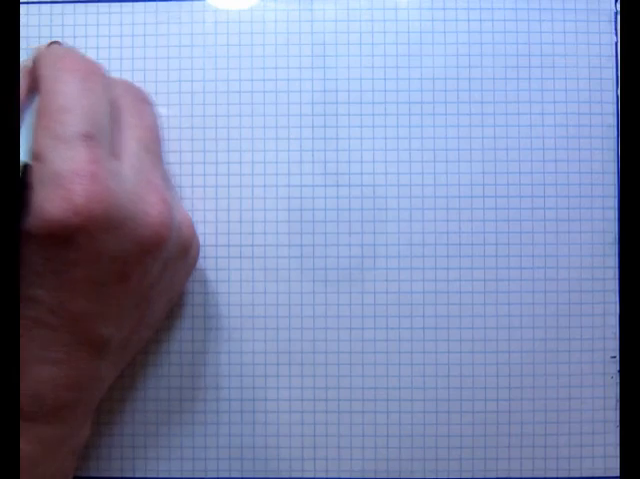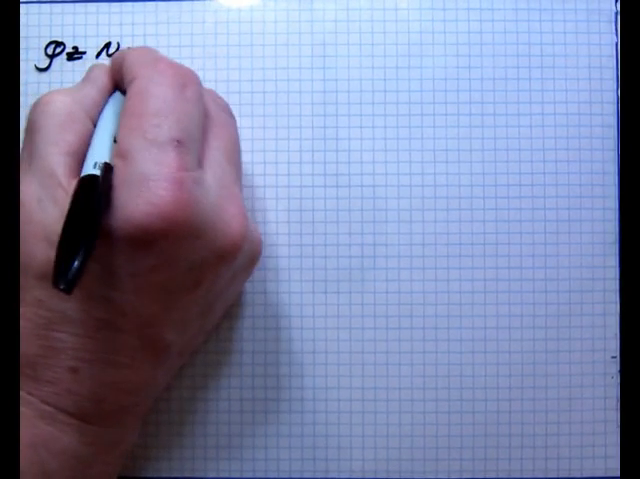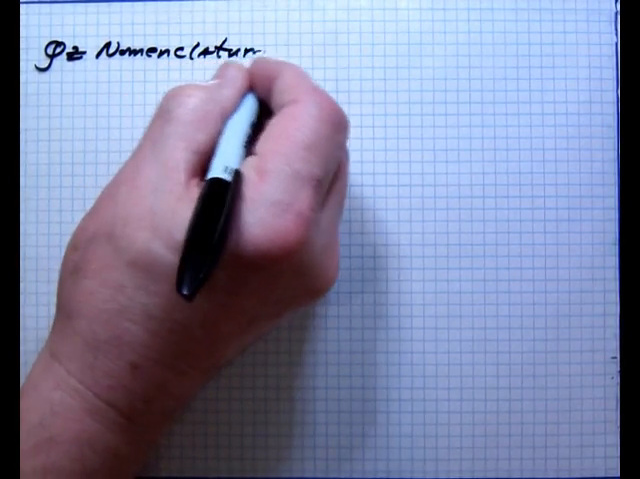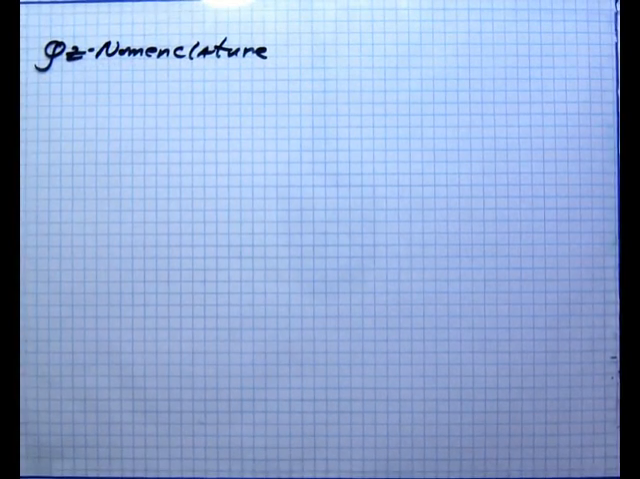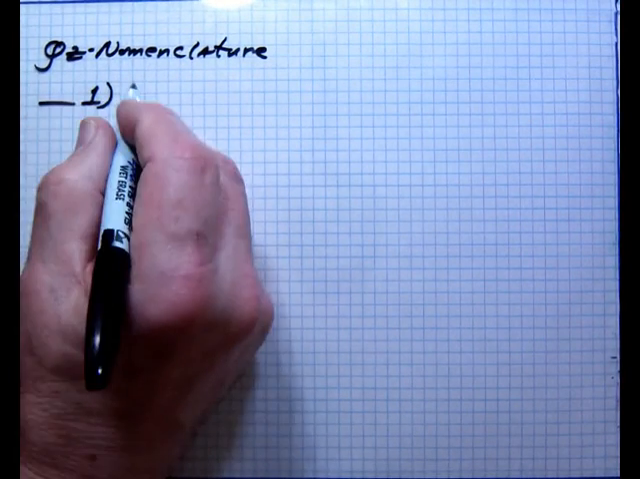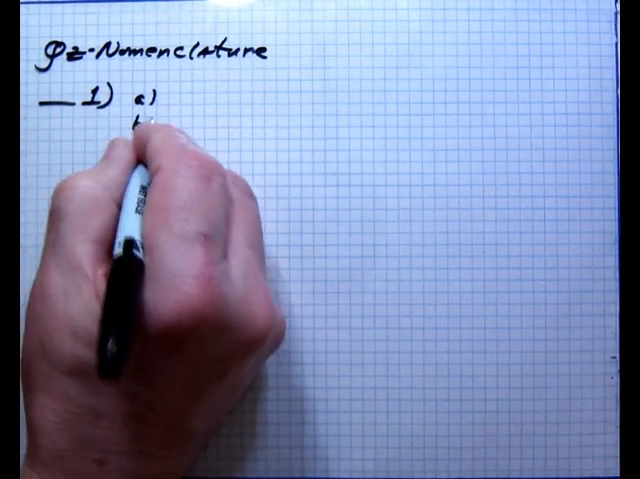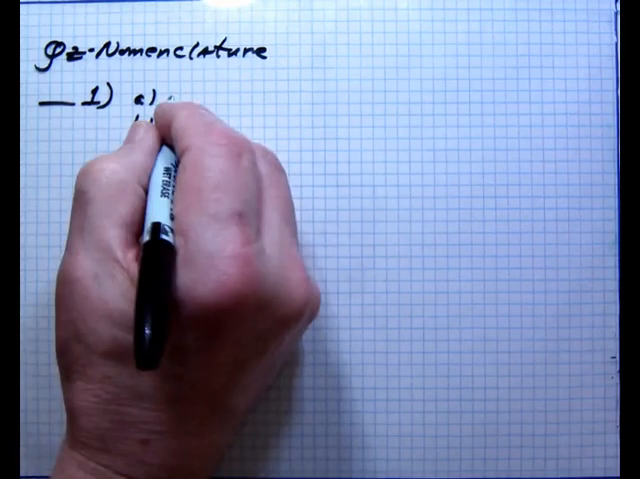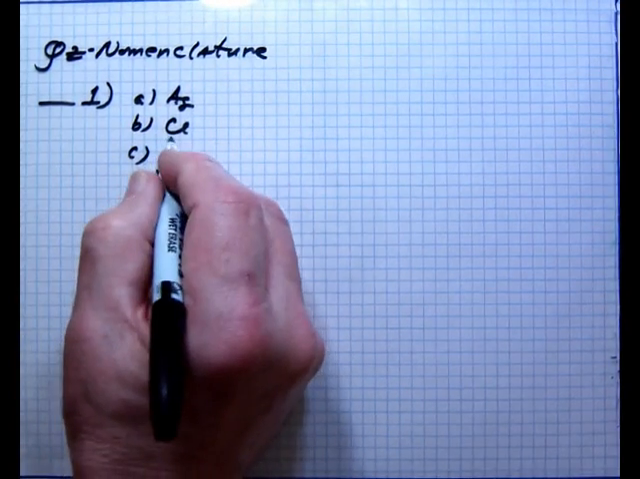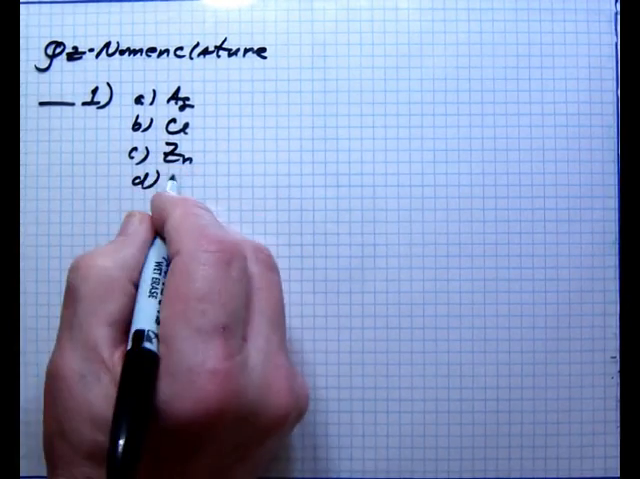The items that I put on here kind of focused on fixed charge elements as much as anything, so we'll go over that in a minute. But this is a quiz on nomenclature. Which of the following always has a -1 charge? And I gave you A, B, C, D: silver, chloride, zinc, and sulfur.